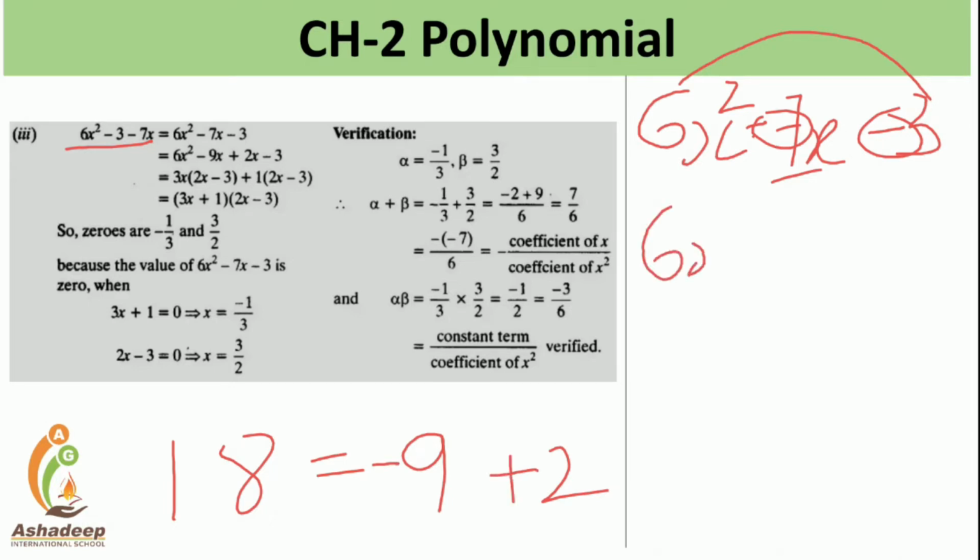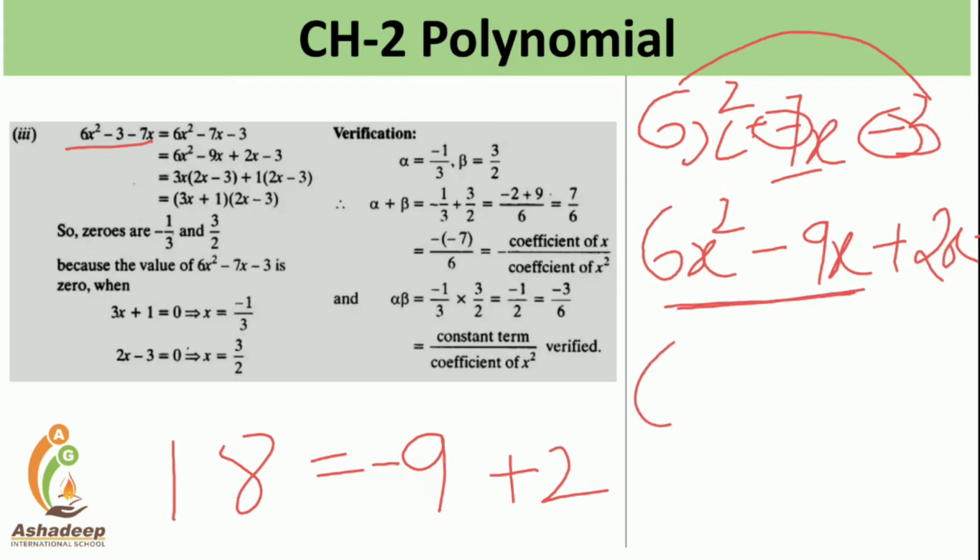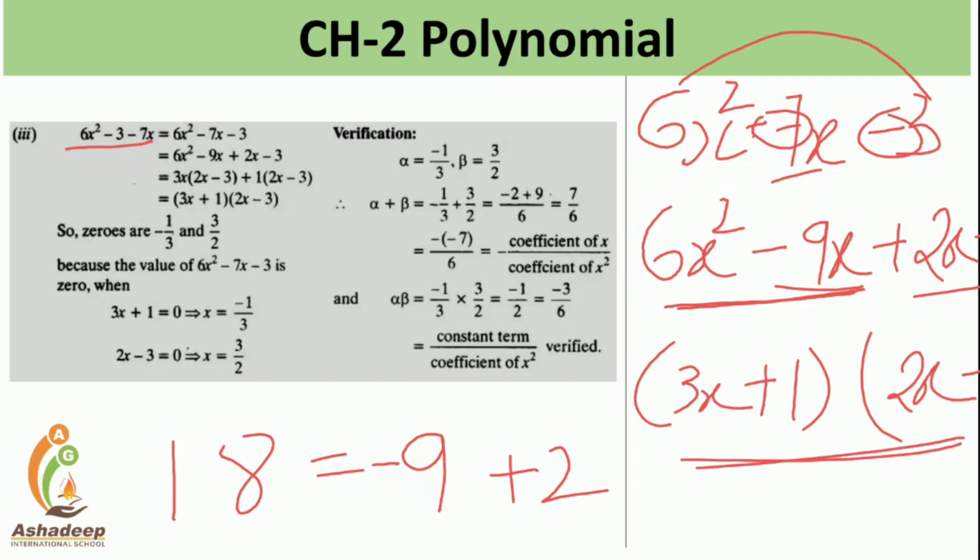So 6x square minus 9x plus 2x minus 3. What is common from these two terms? It's 3x. If 3x is common, what remains here? It's 2x, and what is here? Minus 3. Out of this 2, what is taken common? It's simply plus 1. So this is the answer: 3x plus 1 and 2x minus 3. These two are the factors.